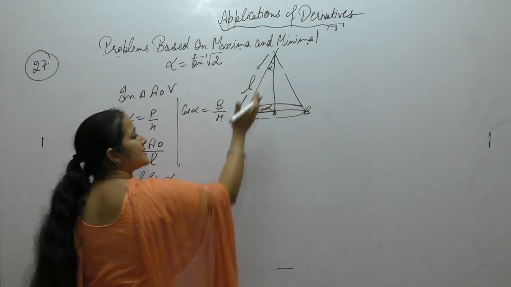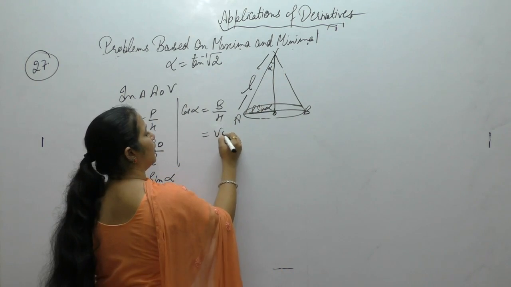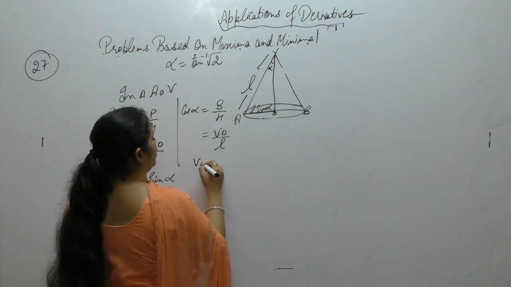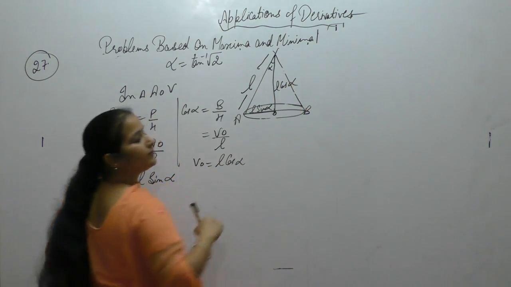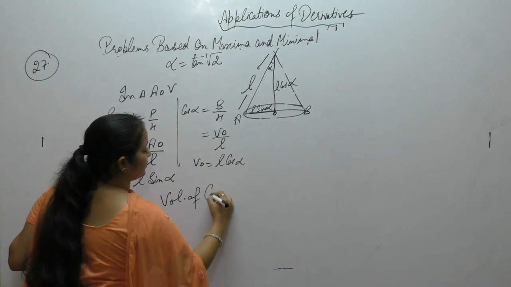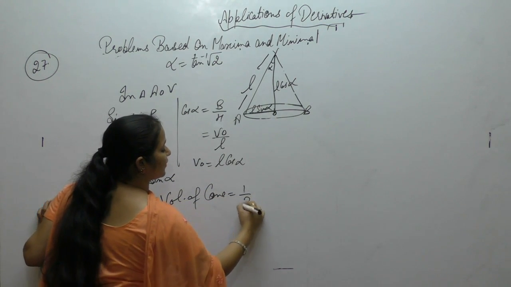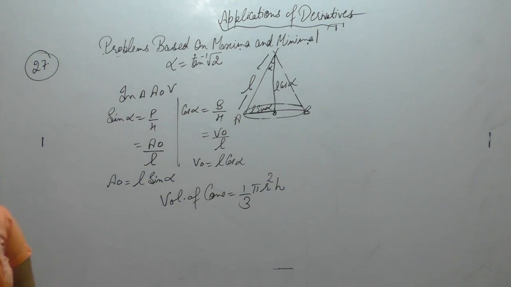Base, जिस line पे angle बना होता है, that is base. So VO, hypotenuse is L. So VO is L cos alpha. Clear? Now what is the volume of cone? Volume of cone is 1 by 3 pi r square h. यही होता है हमारे पास.